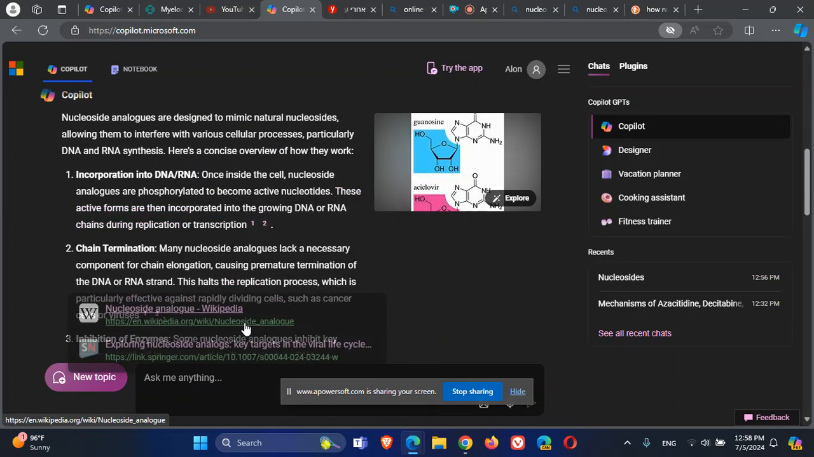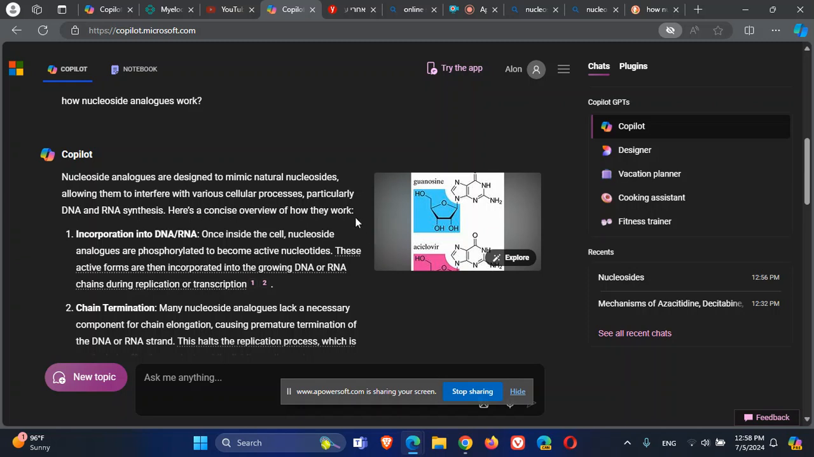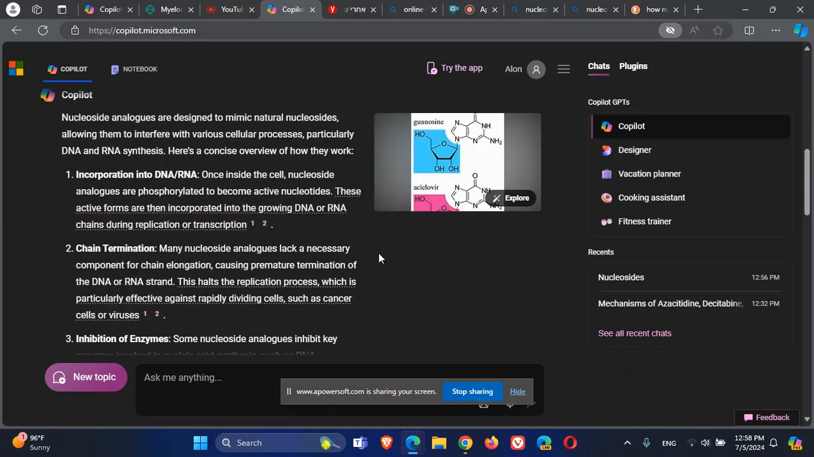The difference is T and U in DNA in comparison to RNA. Anyway, they are the building blocks of DNA and RNA. As you know, T, G, U, and all of this. The double strand is built from nucleotides.